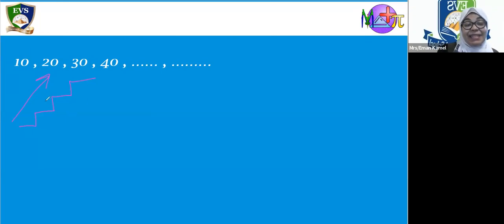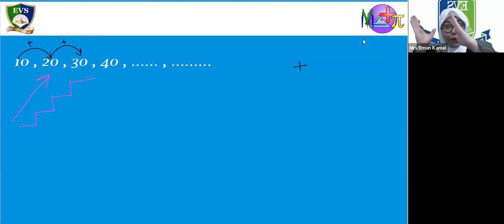So here, the pattern is going up. What is the meaning of going up in math? It's a plus. So every jump here, we are adding. Again, if you have a number pattern, number one, you have to determine whether this pattern is going up or going down. Here the pattern is going up because the numbers are increasing: 10, 20, 30, 40, and so on. So the rule is a plus.